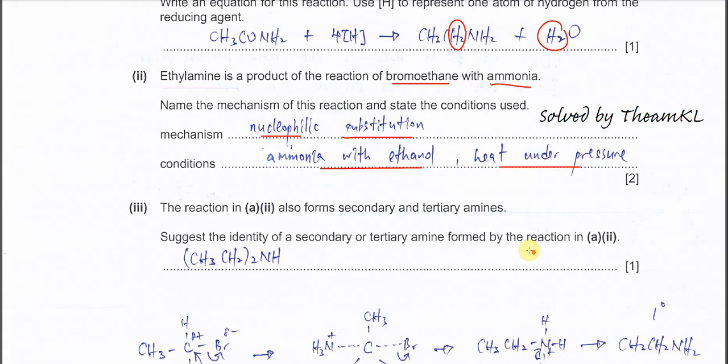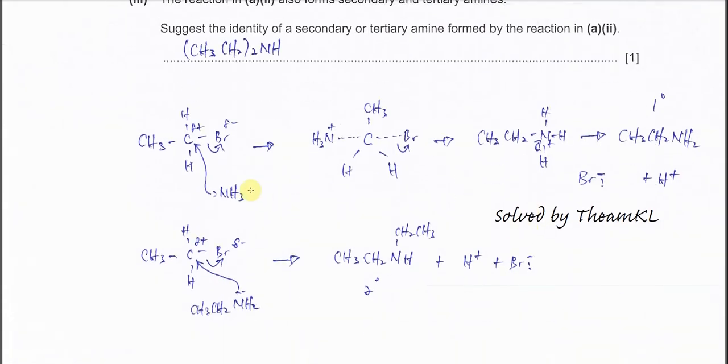So this is the mechanism. Ammonia, the nitrogen with the lone pair, attacks this partial positive carbon. After that, the C-Br bond breaks. Then this intermediate needs to undergo deprotonation, meaning the N-H bond breaks. This pair of electrons moves to the nitrogen, and it will form this ethylamine and H+. So this is a mechanism you learned last time.